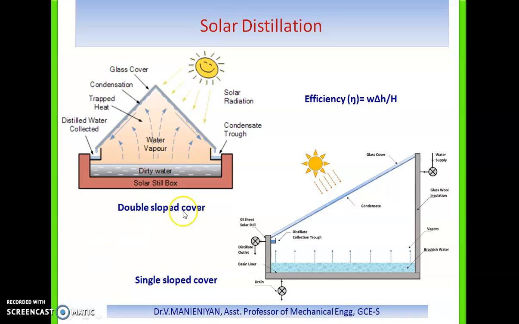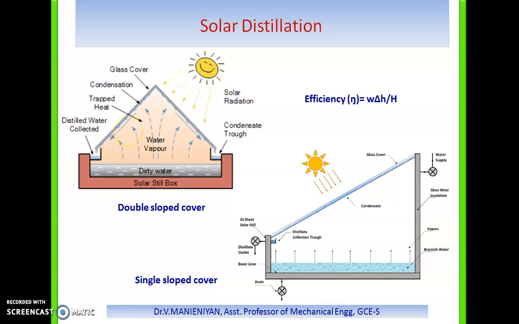It consists of a black-coated basin containing saline water at a shallow depth, over which is a transparent, airtight glass cover for the entire basin, so it is like a roof-like shape. The cover, which is usually glass or maybe a plastic material, slopes toward the collection trough. The solar radiation passes through the cover and is absorbed and converted to heat at the black surface.